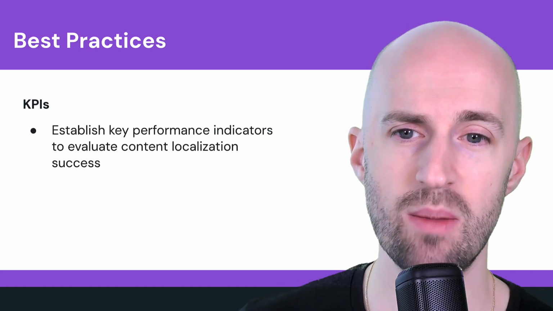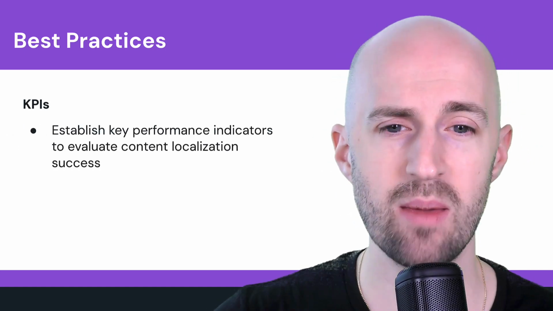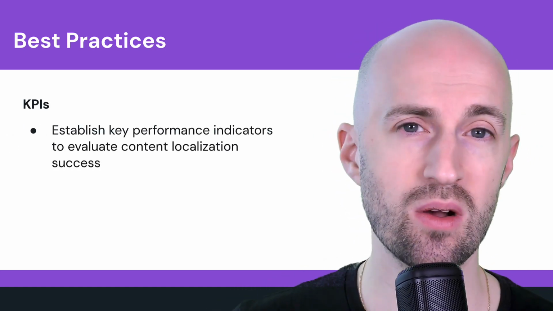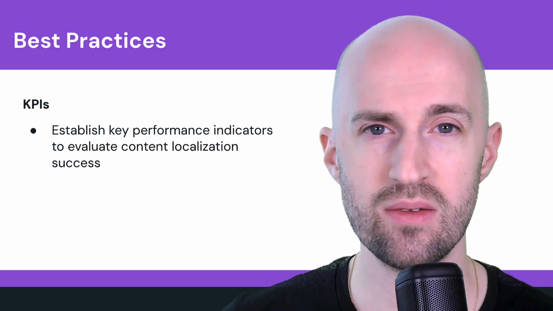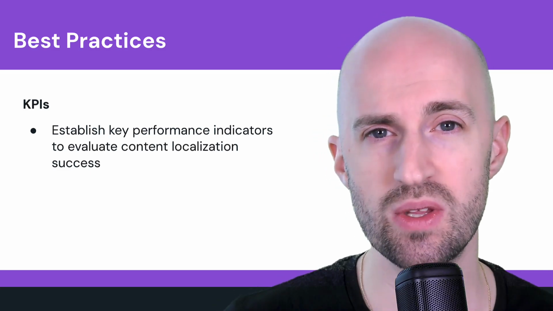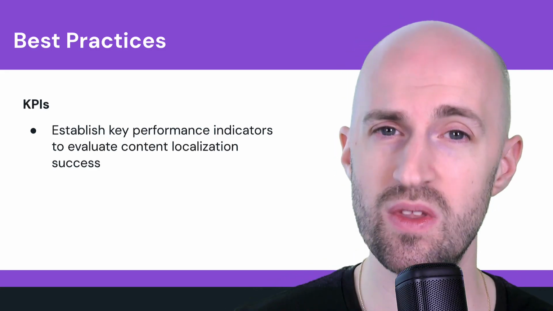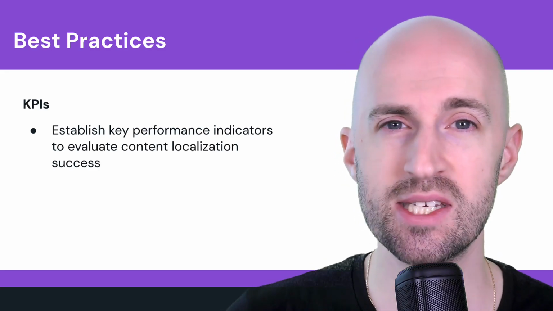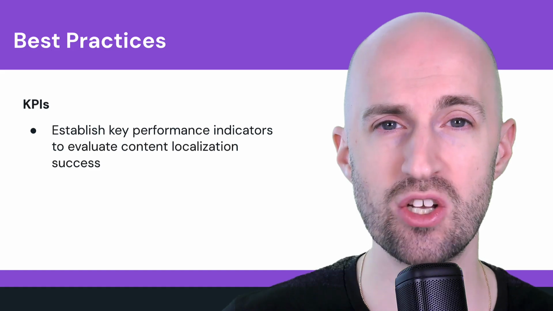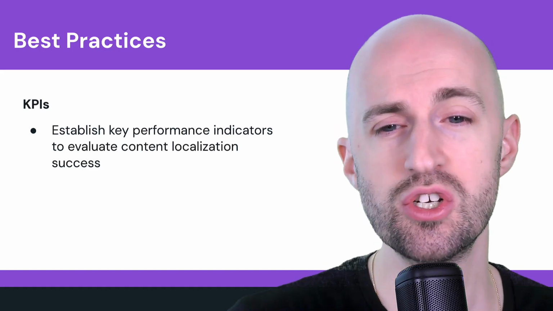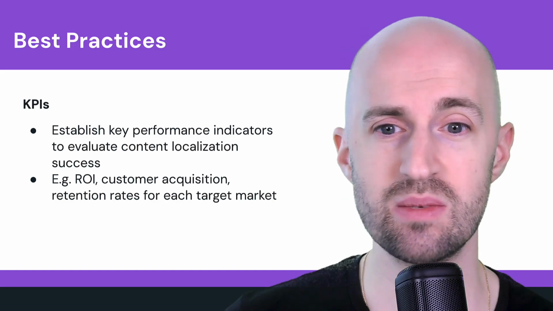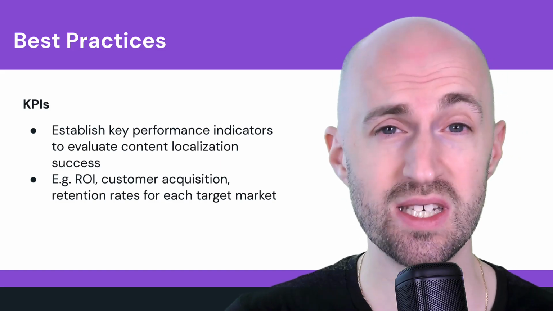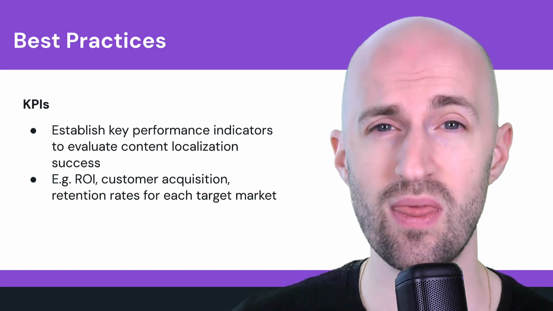So let's talk about some key performance indicators, things that you want to measure. You want to establish some KPIs to evaluate the content localization success. You don't want to just do this and then step away from it and not measure it. You want to make sure that, okay, I've put in this effort, I've put in these resources. How has this impacted, for example, my traffic? How has it impacted my conversion rate? There's a few different things that you can look at. So return on investment, customer acquisition, retention rates for each target market, things like that.